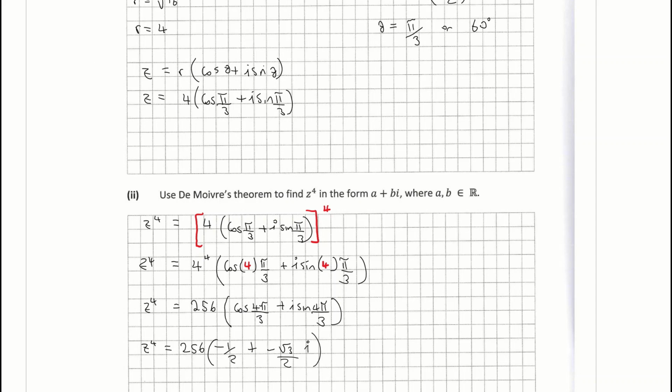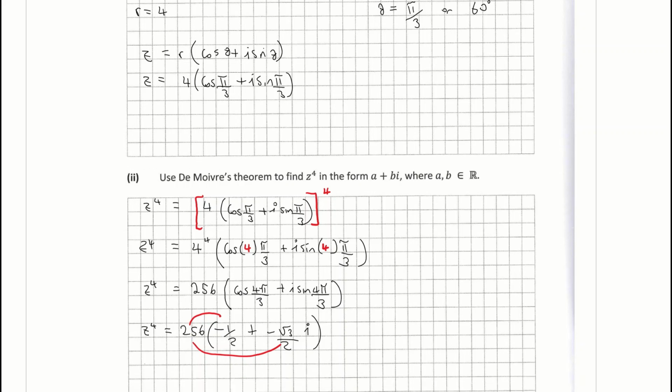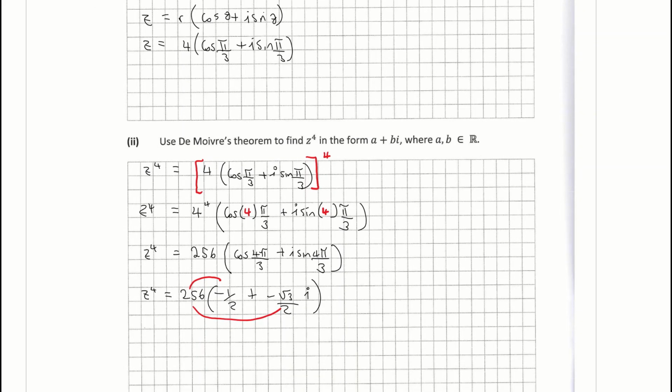And if I multiply that 256 into the bracket, 256 multiplied by -1/2 gives me -128. So z to the power of 4 is equal to -128. And then 256 multiplied by -√3 over 2 is -128, and it's being multiplied by i. So -128√3 i. No need to turn it into a decimal. I think it's best to keep it in surd form.